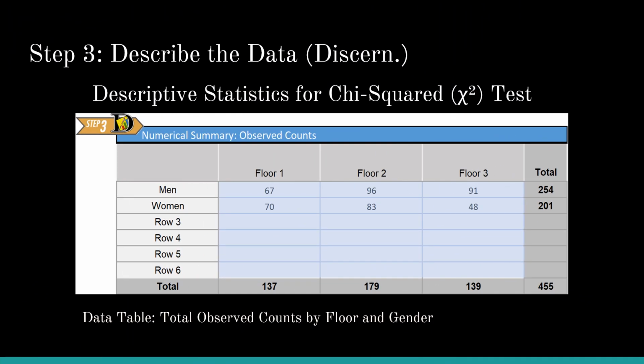For the Pearson chi-squared test, we need to have 2 descriptive statistics. These are a graphical summary and a numerical summary. In the statistical toolbox, we can create these. The first one is a data table with the total observed counts. It is important not to include the actual totals in the data entry area or within the shaded blue cells because the toolbox will automatically add the number of men and women on each floor and put them at the bottom of the table.